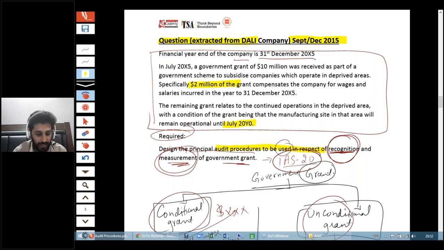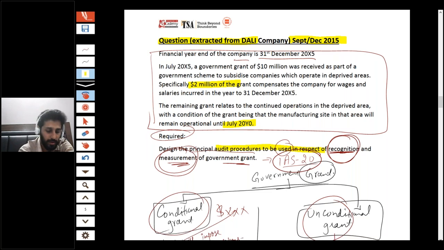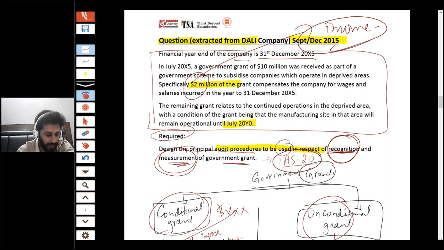It's totally unconditional. It's not conditional, it's unconditional. Because why? Because it is the amount which the government is giving me that way. For example, I'm the government, and I'm saying here is your 2 million, pay to your employees. I'm not making it mandatory. I have not imposed any kind of condition, right? So what is this 2 million? It's the income, right?